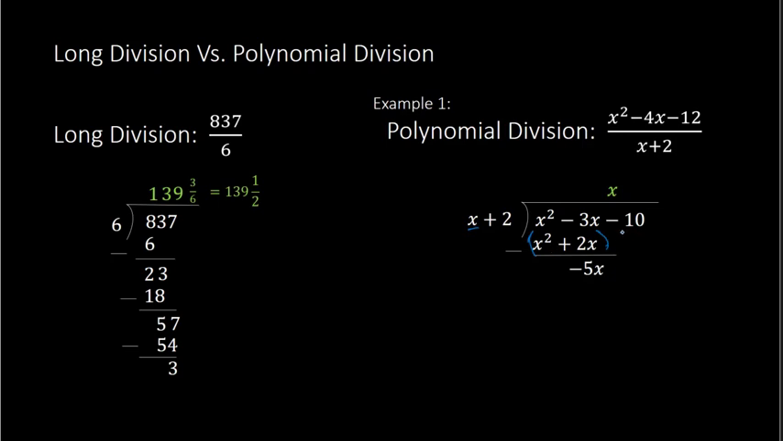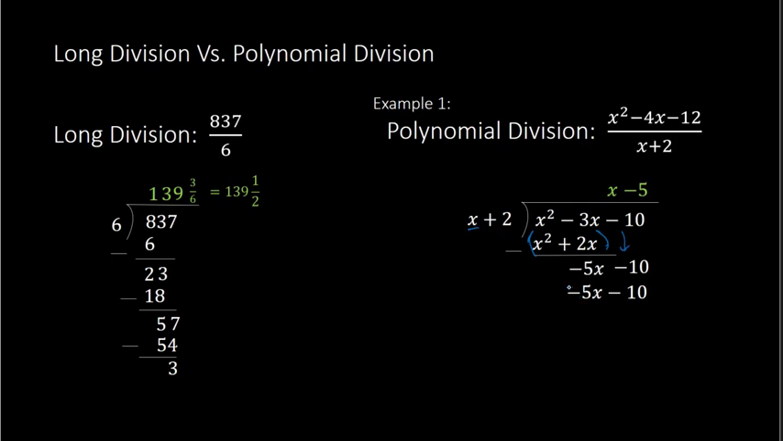So then your next step is to bring down the negative 10, just like we did over here. So we now have negative 5x minus 10. And now we repeat the process. We see how many times x goes into negative 5x. So what times x gives me negative 5x? That is going to be negative 5. And then from here, I multiplied negative 5 by this entire quantity of x plus 2. So negative 5 times x is negative 5x, and negative 5 times 2 is negative 10.